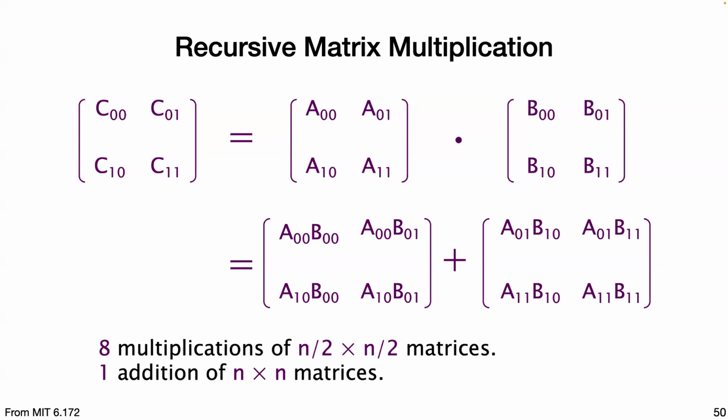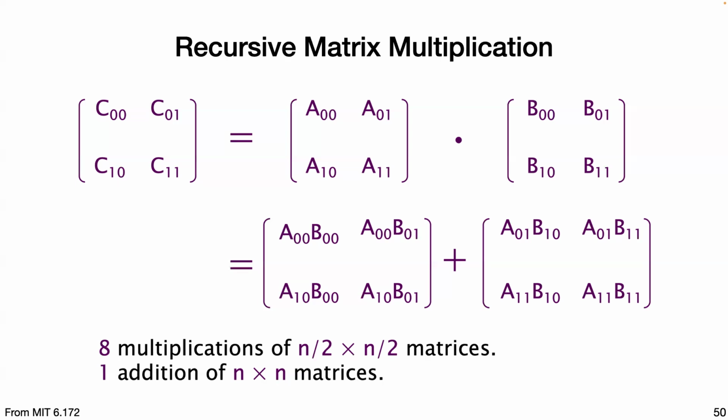Recall that this is one way to do recursive matrix multiplication. We have an output matrix C that we want to compute. This is the base case, it has 4 elements: C00, C01, C10, and C11. And we have 2 input matrices, A and B, both also with 4 elements.